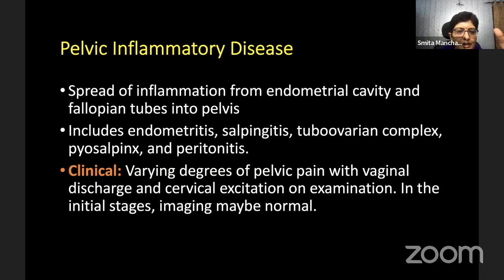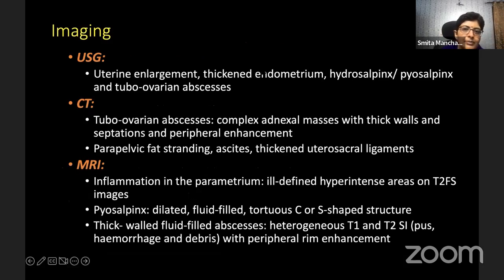So this can be endometritis, salpingitis, TO abscess, pyosalpinx, peritonitis, but with severe pain, vaginal discharge, and in initial settings, if it's only a cervicitis, in fact, our imaging may also be normal. Ultrasound typical appearances: thickened endometrium, hydropyosalpinx, TO abscesses. This we have all seen, thickened uterosacral ligament, same appearance on the MR as well. So let's see some case scenarios.